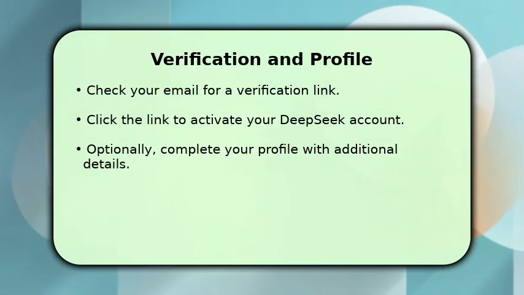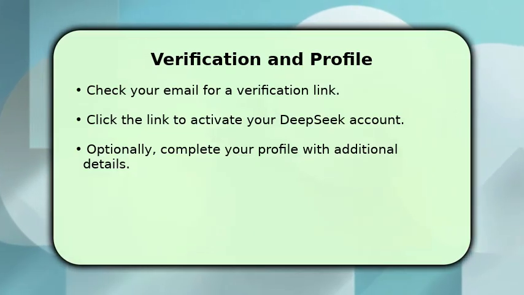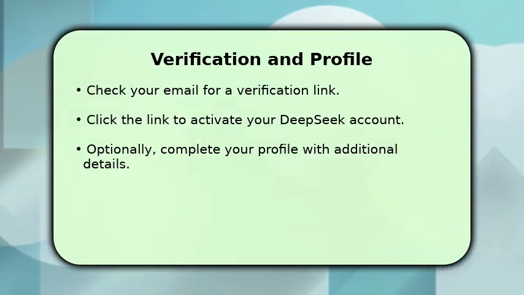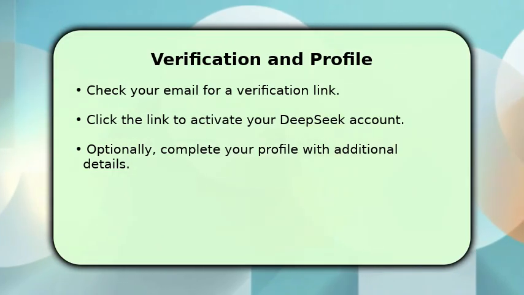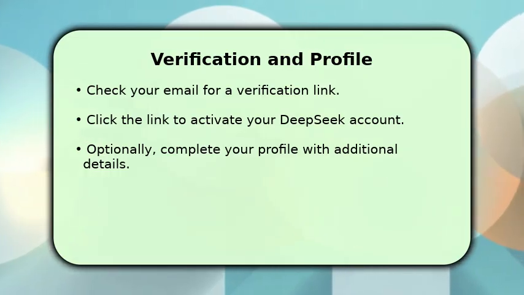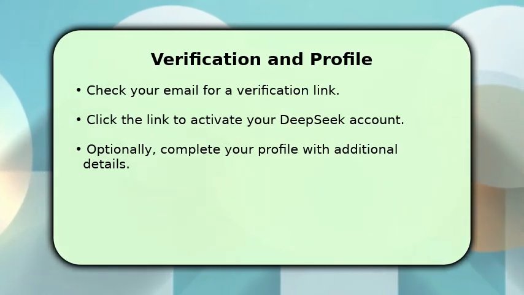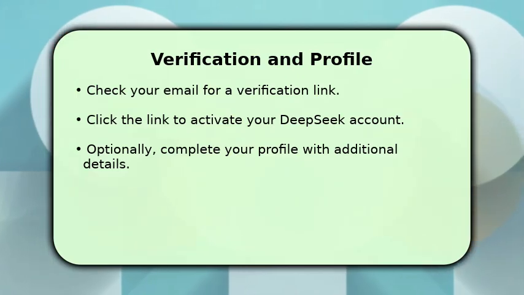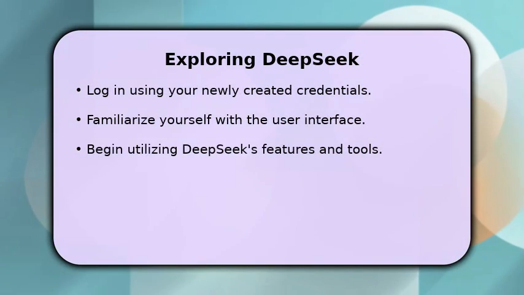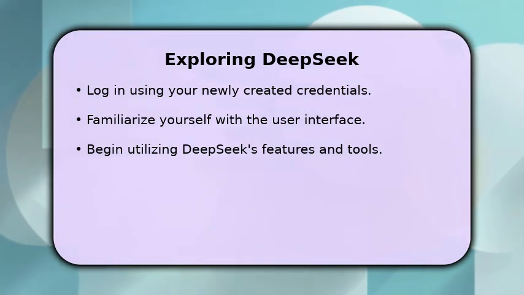After submitting your details, the next crucial step is account verification. You will receive an email from DeepSeek containing a verification link. Please check your inbox and sometimes your spam folder for this message. Clicking on this link will activate your new account, granting you full access to the platform. Once verified, you might be prompted to complete your profile with optional details, such as a username or avatar, enhancing your personalized experience. With your account successfully created and verified, you are now ready to explore DeepSeek.